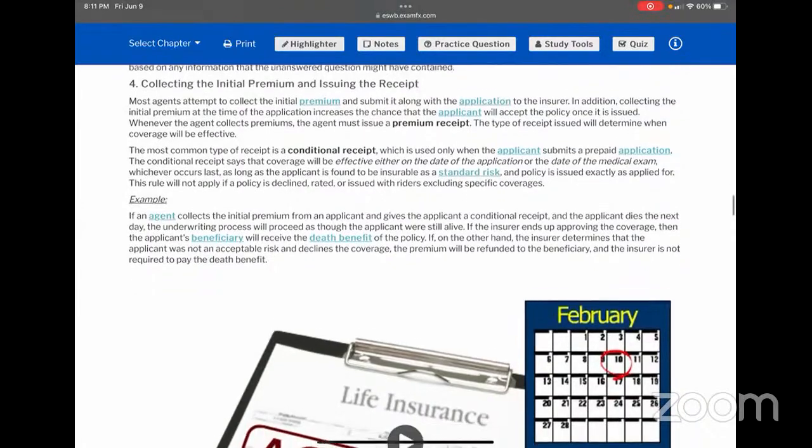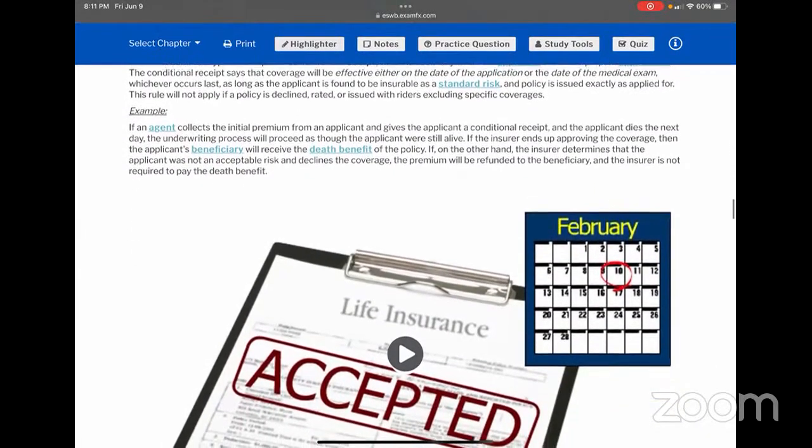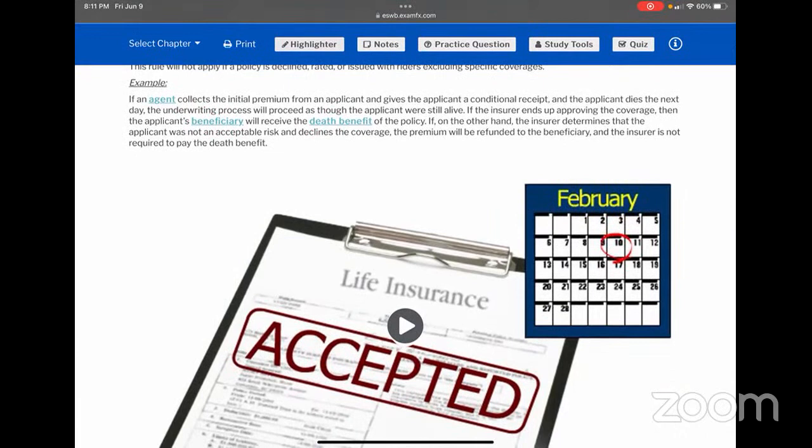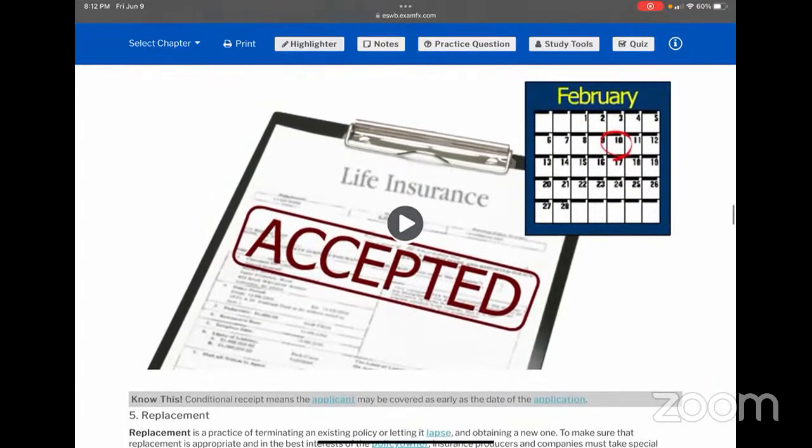So as an example, if an agent collects the initial premium from an applicant and gives the applicant a conditional receipt and the applicant dies the next day, the underwriting process will proceed as though the applicant were still alive. If the insurer ends up approving the coverage, then the applicant's beneficiary will receive the death benefit of the policy. If, on the other hand, the insurer determines that the applicant was not an acceptable risk and declines the coverage, the premium will be refunded to the beneficiary, and the insurer is not required to pay the death benefit. All right, so now we've got a small video on that.